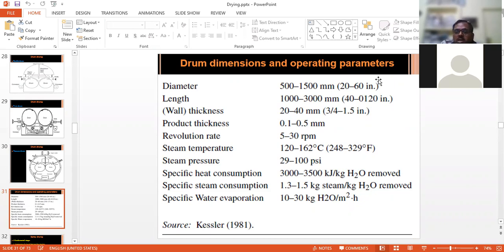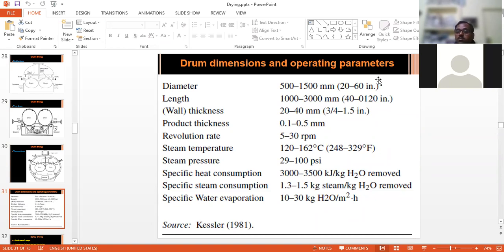The steam pressure is generally 120 to 162. But in case of drying milk powder or gulab jamun powder, we maintain the temperature at 150 degrees centigrade. What will be the steam pressure? Steam pressure is generally 29 to 100 psi. Specific heat consumption is 3000 to 3500 kilojoule per kg of water. One kg of water requires 3000 to 3500 kilojoule.